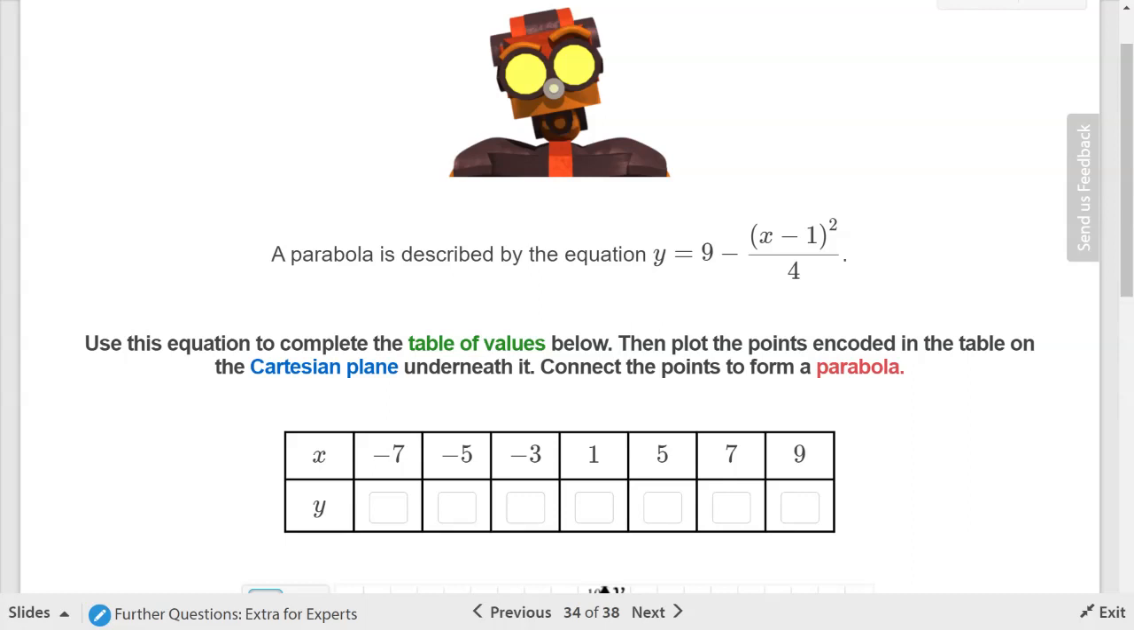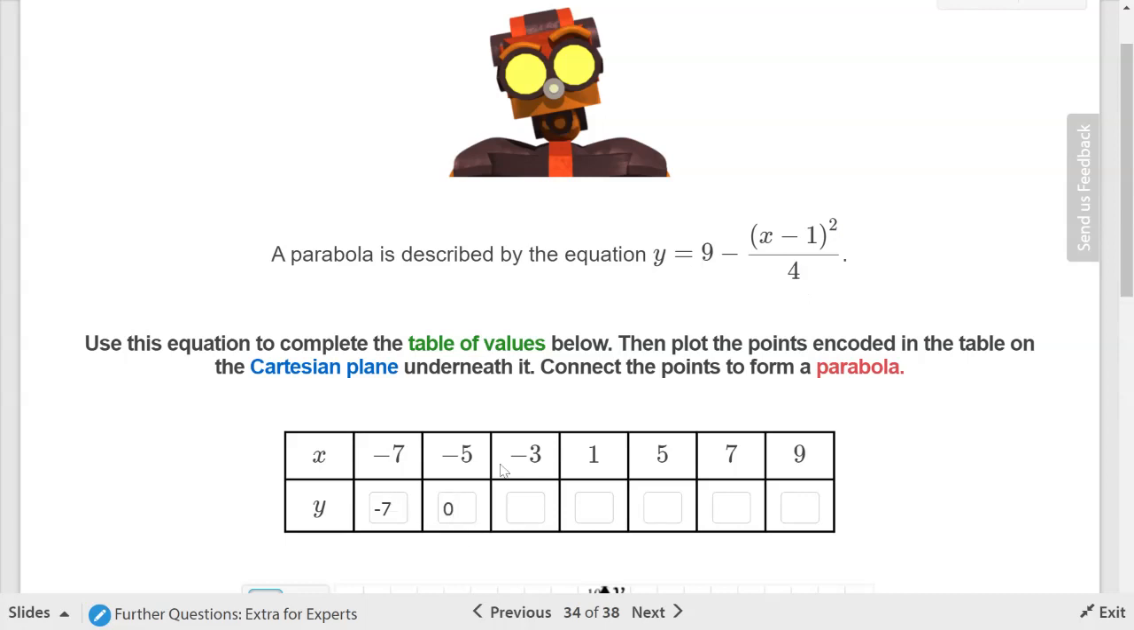negative 8, and I got negative 8 squared is 64. 64 divided by 4 is 16. And 9 minus 16 is negative 7. Hold on a second. 9 minus 16 is negative 7. Let's just check. Negative 5 becomes negative 5 minus 1, which is negative 6 squared, which is 36. 36 divided by 4, it'll give you 9. 9 minus 9 is 0.